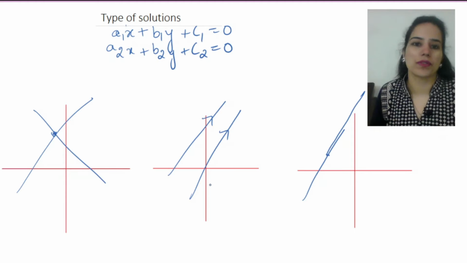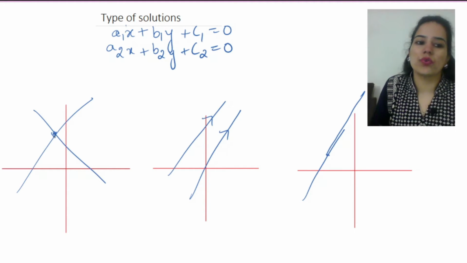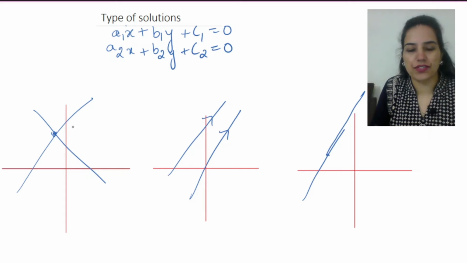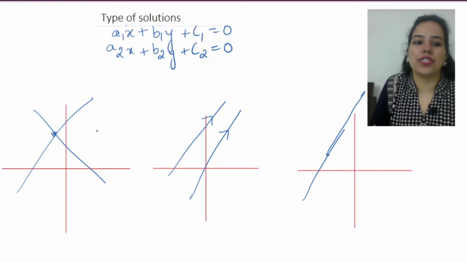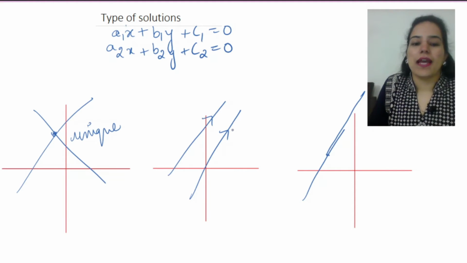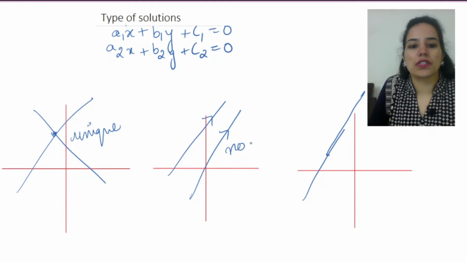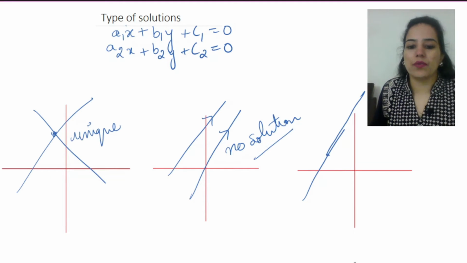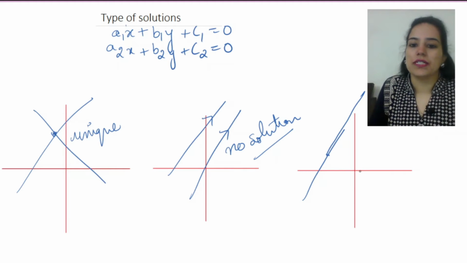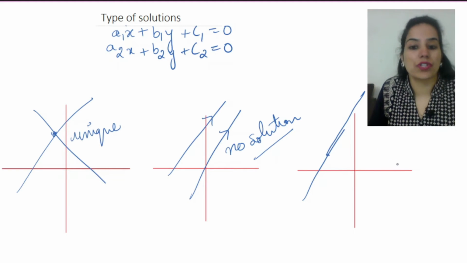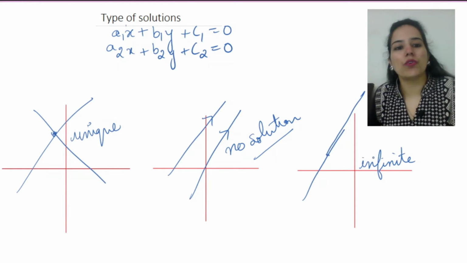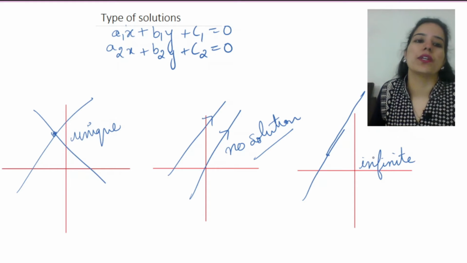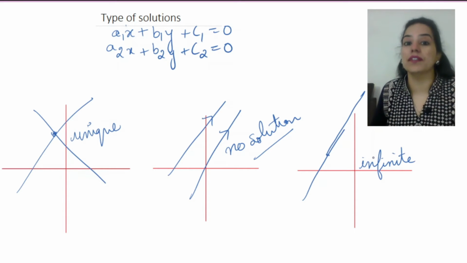So there are three possible solutions. When there is only one point of intersection, lines can intersect only at one point, right? So this will have a unique solution. And when they are parallel, of course, they have no point in common, so there will be no solution. And when they are overlapping each other, there are infinite points which are common to both the lines, so there are infinite solutions. But now, how do we guess it? Only by looking at or by doing something with the equations rather than drawing the graph.